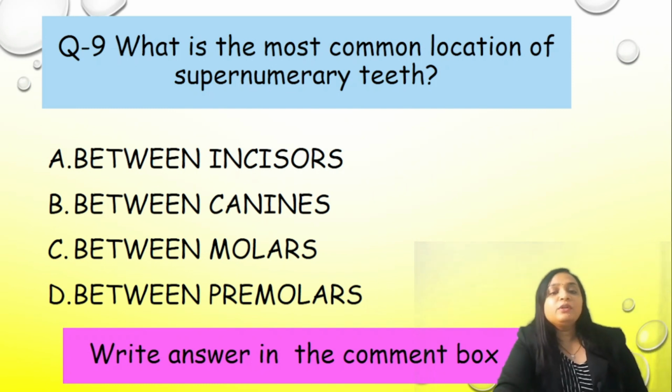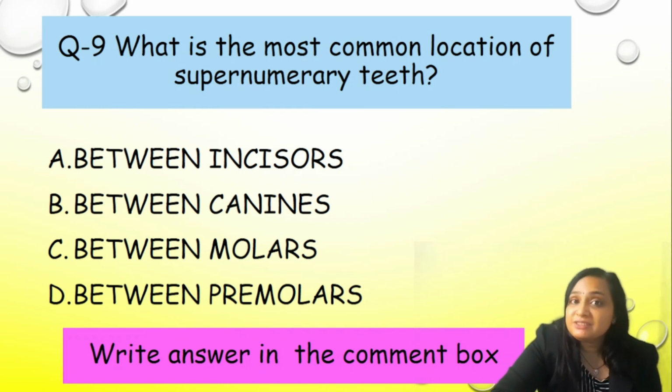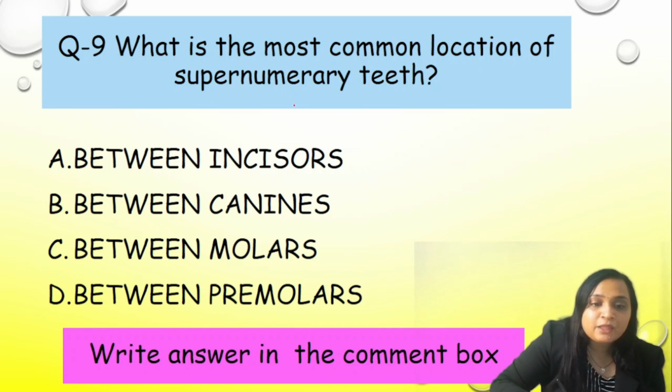What is the most common location of the supernumerary teeth? We have just discussed it. Your options are A between incisors, B between canines, C between molars, or D between premolars.